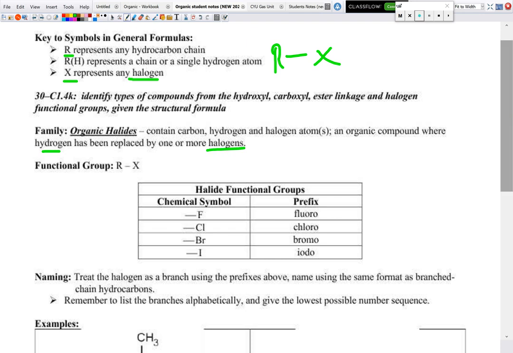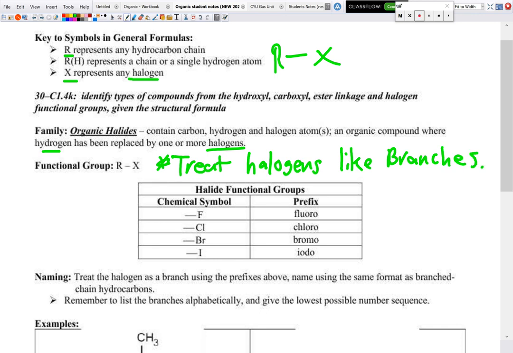Now, one thing, especially when it gets to the naming: treat halogens like branches. That means there's nothing really special about them; we're going to treat them like branches. So when we're trying to figure out carbon number 1, if it's just an alkane, carbon 1 is always closest to our first branch, so we're just going to treat them like a normal branch.